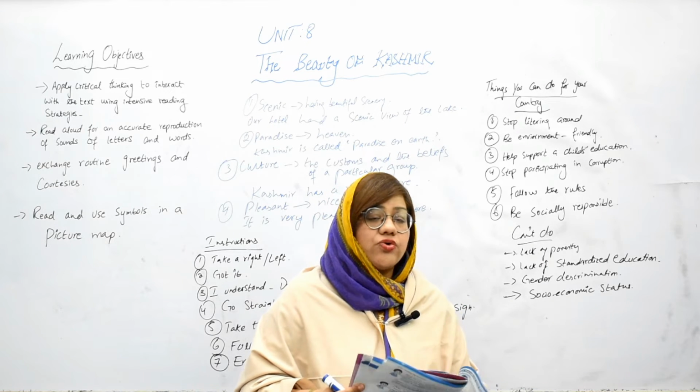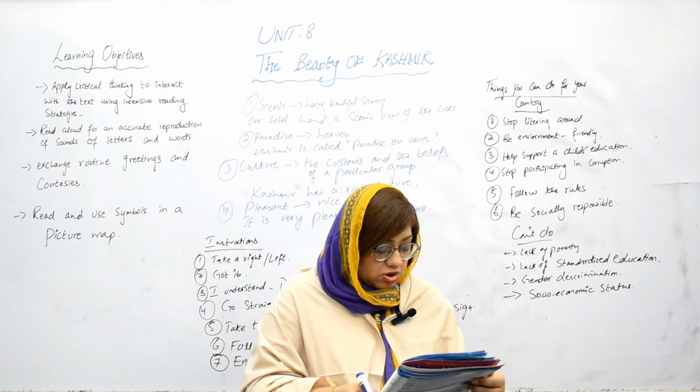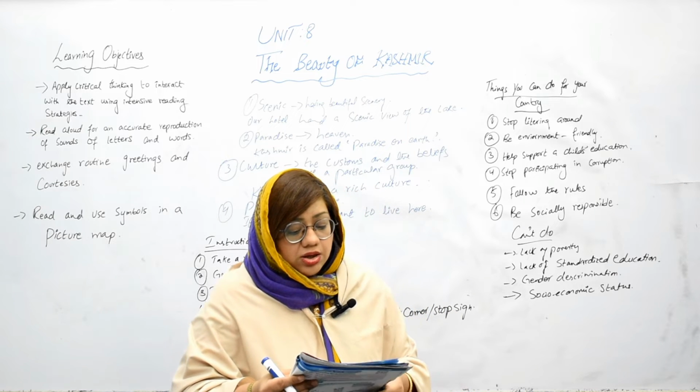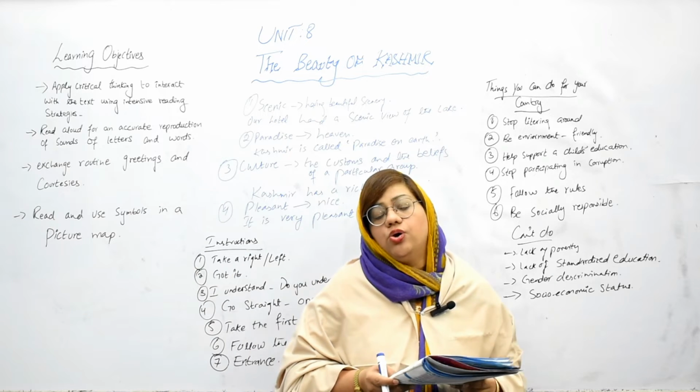Now move to the questions part that is given in your textbook on page number 82. You can see that, answer these questions. Where did Aisha plan to go?